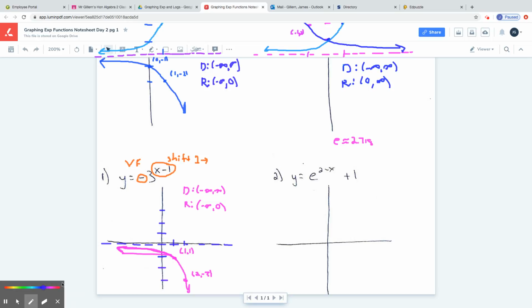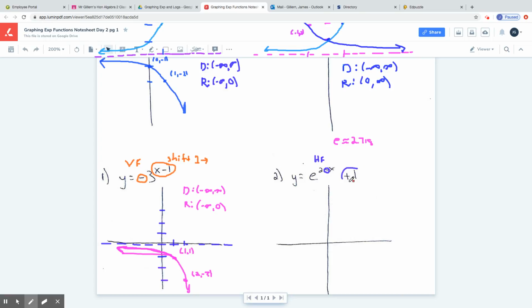All right. So let's look for the things we have to look for. First, are there any negatives? Well, there's not a negative in front, so we do not have a vertical flip. There is a negative in front of this x, which means we are going to have a horizontal flip. So we're going to be flipping over the y-axis in this problem.